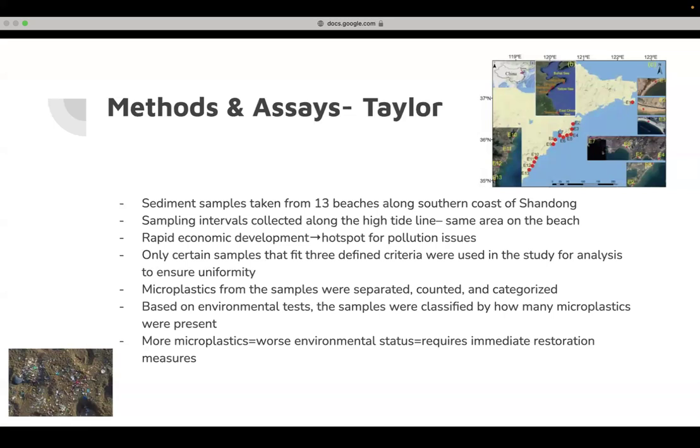The researchers in the experiment used specific criteria in order to ensure the sediment samples were uniform. The microplastics were then filtered from the sediment samples, then separated, counted, and categorized based on environmental impact. 3 different environmental tests were employed by the researchers to see the abundance of microplastics in the various samples. The more microplastics present in a sample, the worse the environmental status of that area that it came from, which demands more intense restoration measures. And to the top right in the graph, you can see the images of the different beaches along the Shandong Peninsula where samples were collected from.